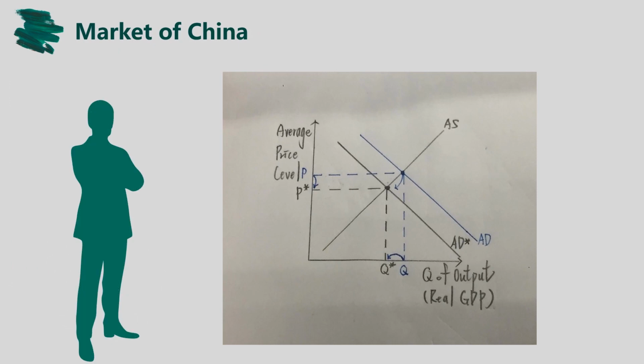Talk about aggregate demand and aggregate supply. Since net exports decreases in the short run, it will move the aggregate demand to the left. In the diagram, you can find that Q moves to the Q star, meaning that real GDP decreases, and P moves to the P star, which denotes that decrease of price level.